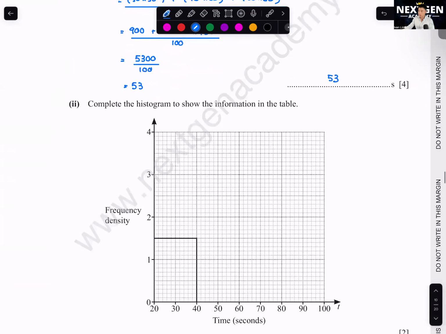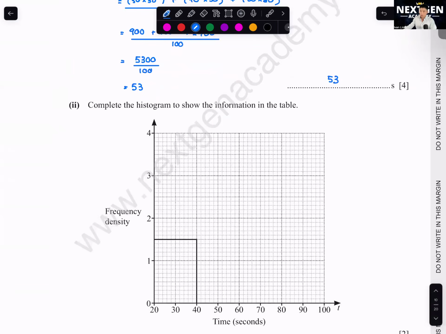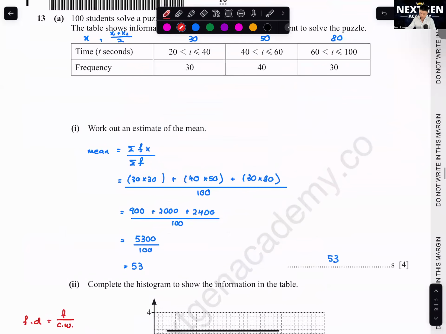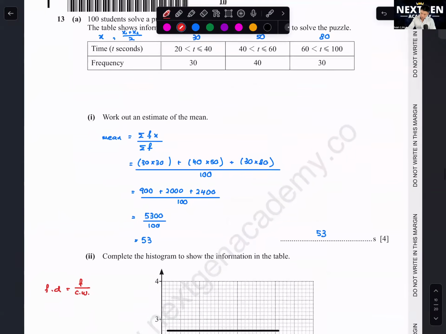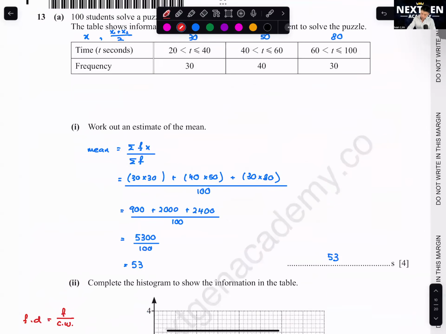Next one, histogram. Whenever you see the word histogram, I want you all to write down the formula FD equals F over CW. We can continue from the list above here. F, we already have it. CW is your class width. Let's do this one. Class width.